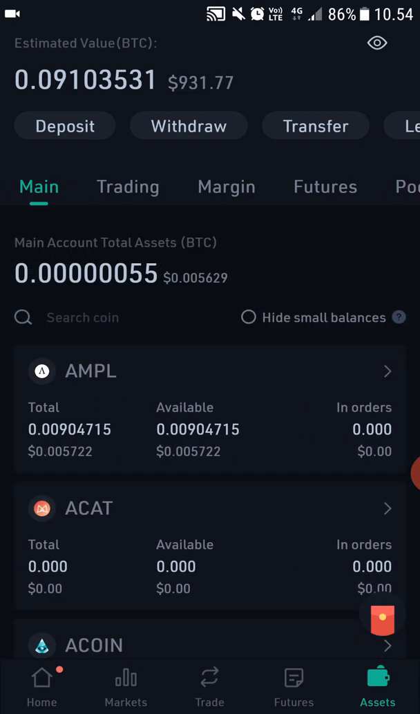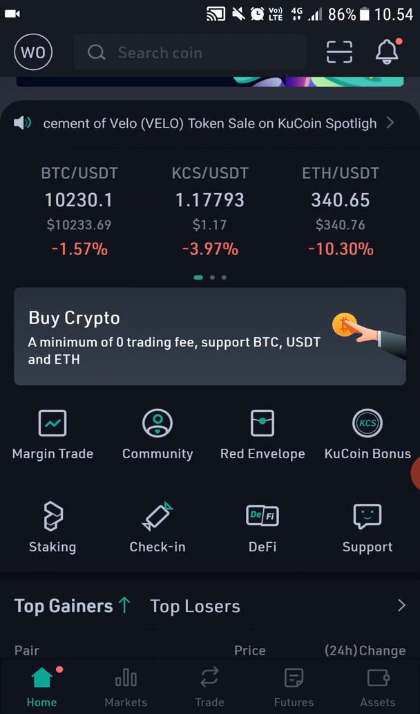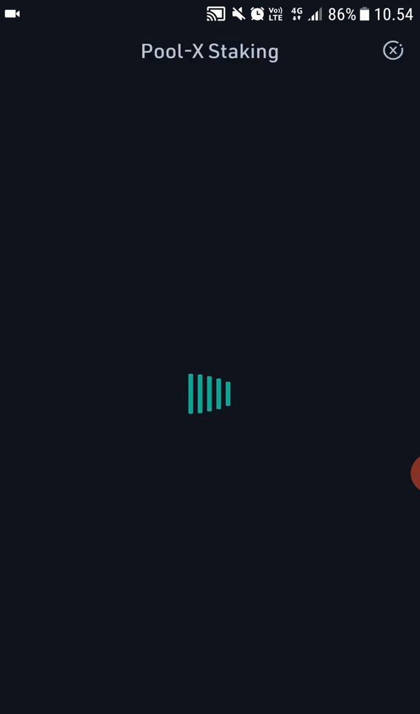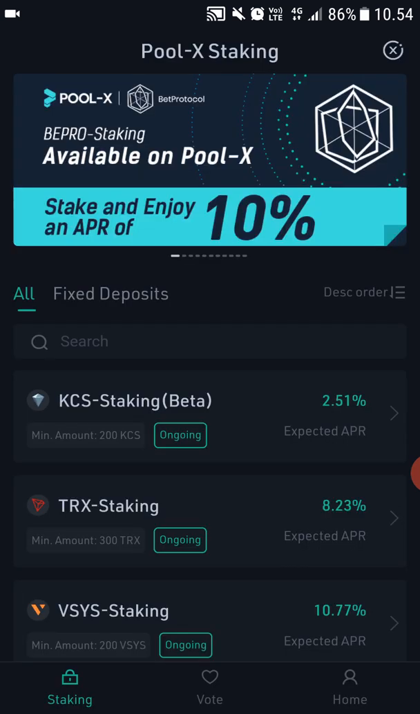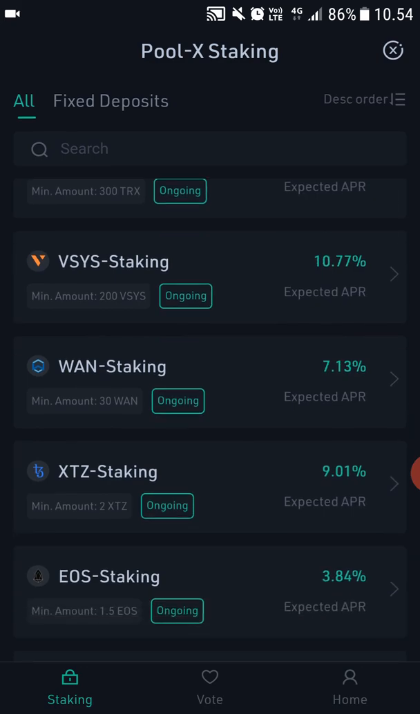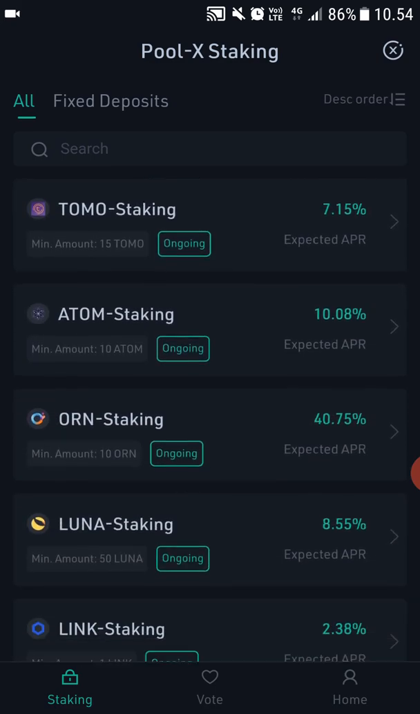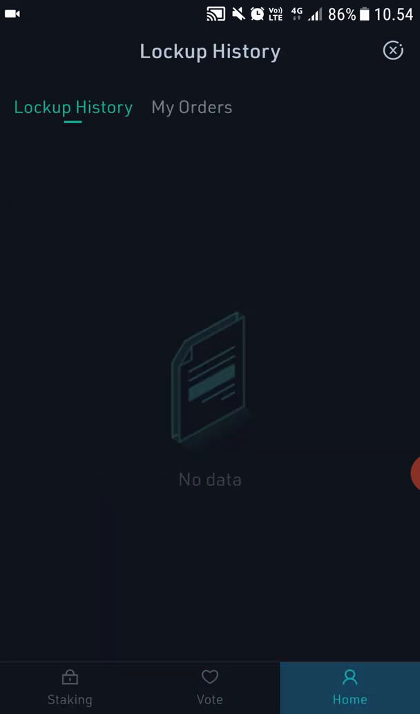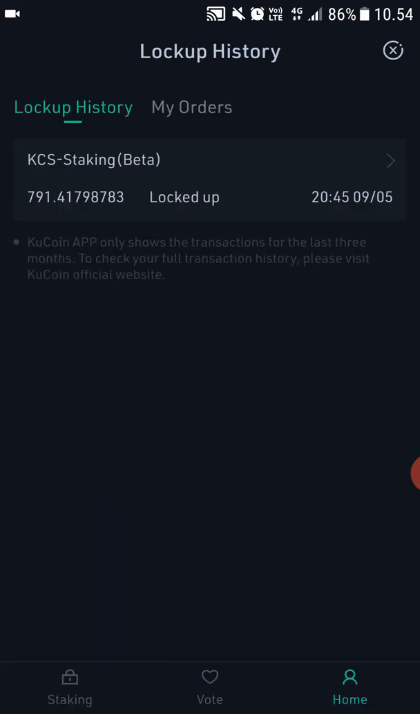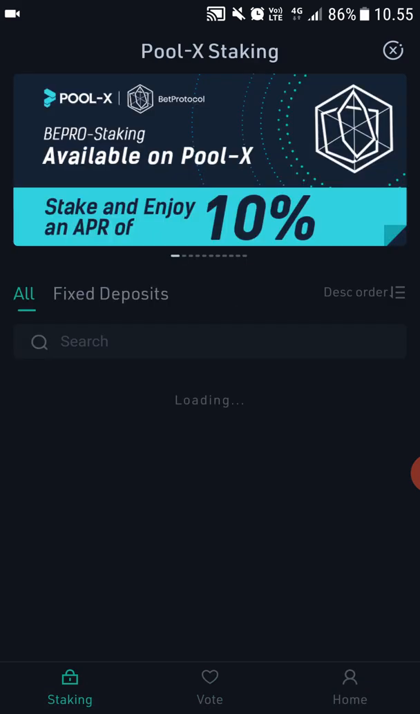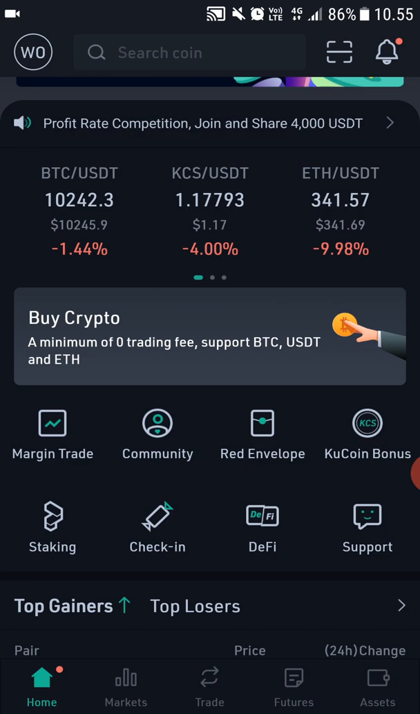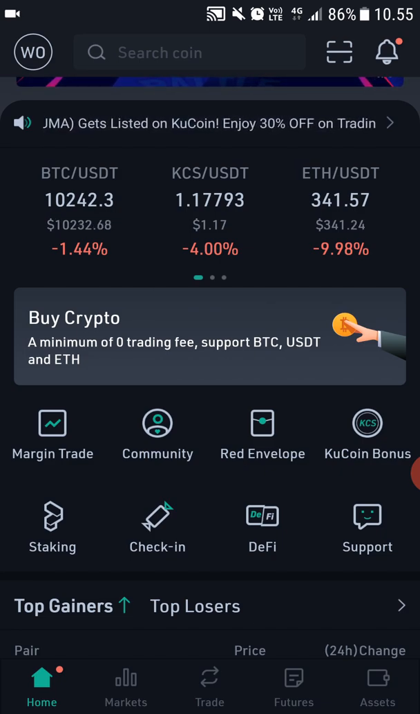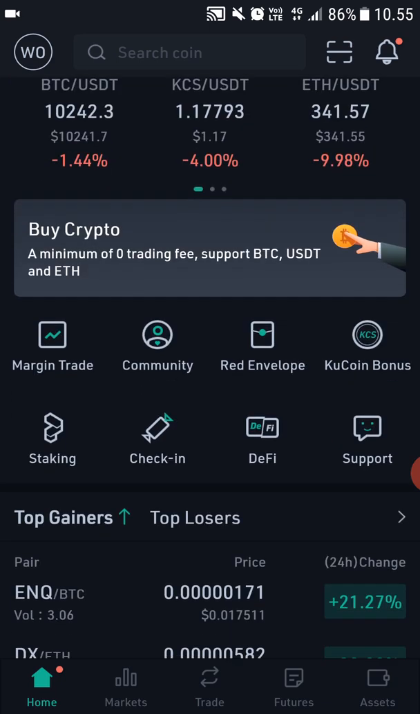So that is staking. Your cryptocurrencies earn passive income for you. You make them work for you. It's pretty simple. Here are voting, and here is my lockup history. Like I said, it's my first time doing it, so let's see how it does. And if you want to start staking, this is in no way investment advice or financial advice of any sort.